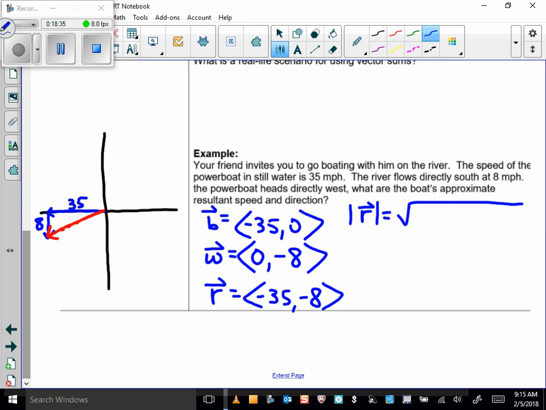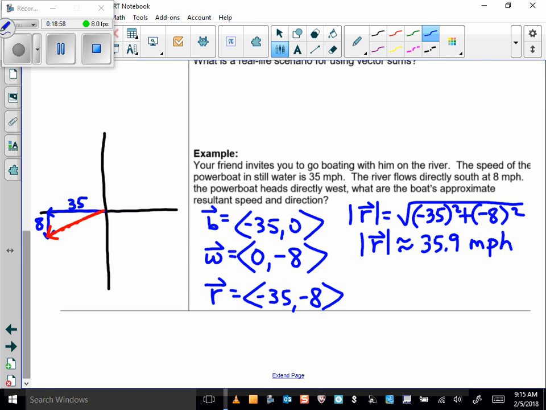That's going to be the square root of -35 squared plus -8 squared. So the resultant speed is going to be approximately 35.9 miles per hour. So that water is actually causing the boat to go faster, right?